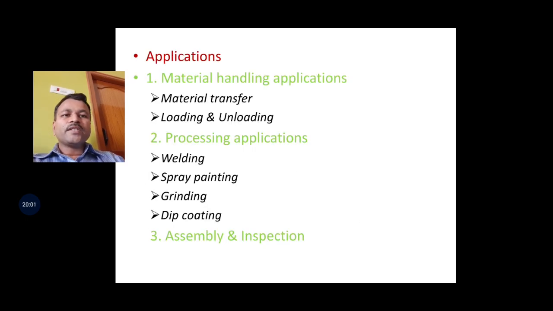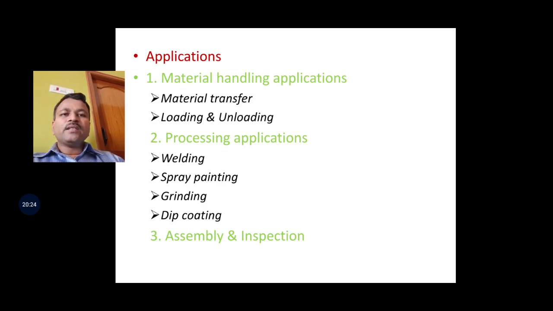Next, we'll go for applications. We'll categorize these applications in three ways. First one is material handling application: material transfer and loading and unloading. Material transfer means you have to shift the material, transport the material from one point to another point. For that you require robots. Pick and place is also one of the material transfer operations.